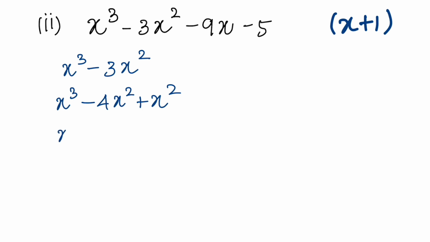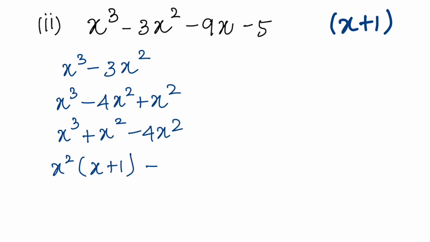Now what you can do is rearrange this like x cube plus x squared minus 4x squared. I've just swapped the positions of these two terms. Okay, now if you see the first two terms, you can take x square as a common factor, and that leaves you with x plus 1 and minus 4x squared. Okay, so this is the basic idea, and this is what you are going to do repeatedly.